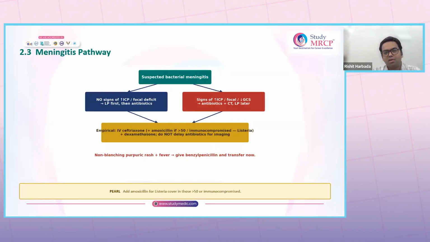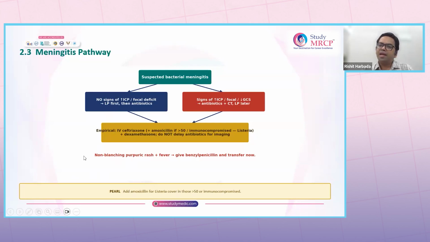If you are thinking of meningitis and the patient is critical and you can't do the LP because of raised ICP, you are going to directly give antibiotics and dexamethasone, and then you are going to do the CT and LP. If the patient has no signs of focal deficit or raised ICP, you directly do the LP first and then the antibiotics.